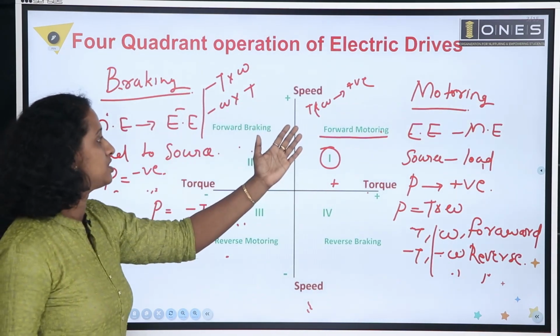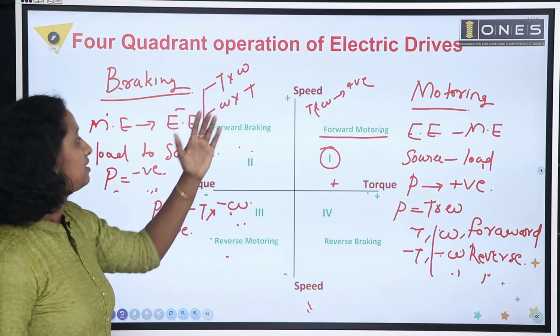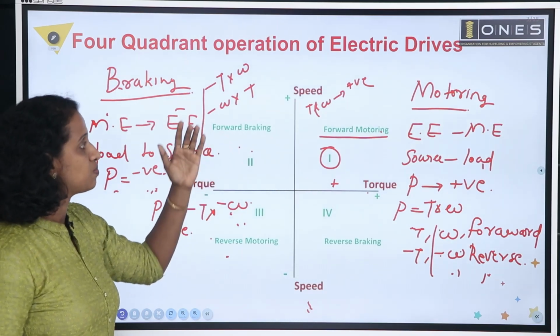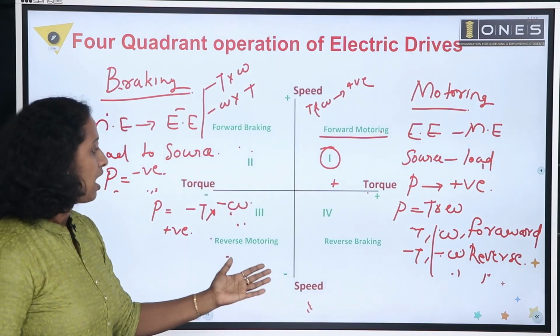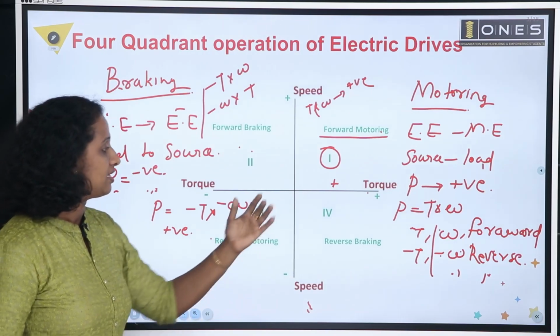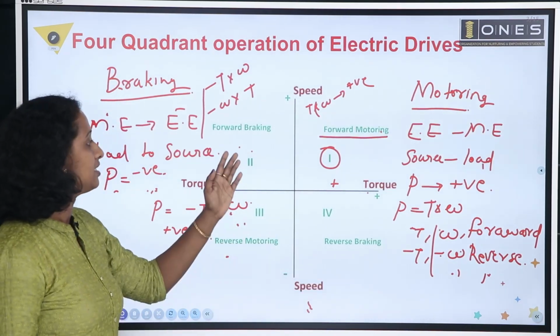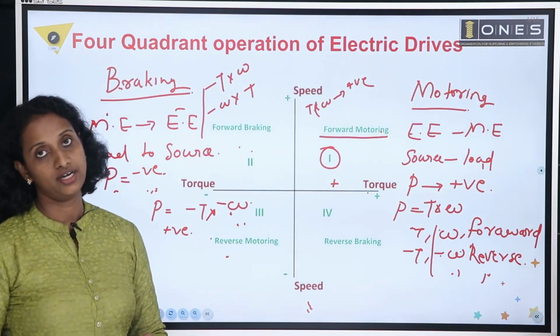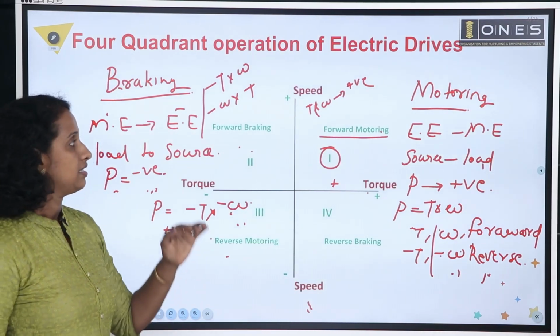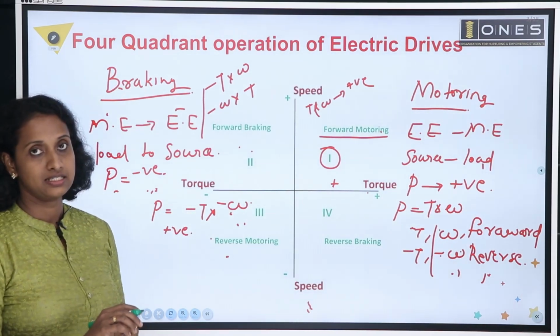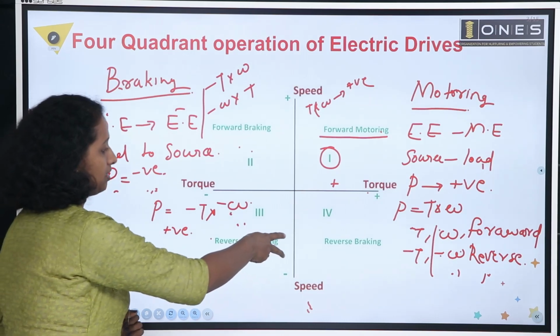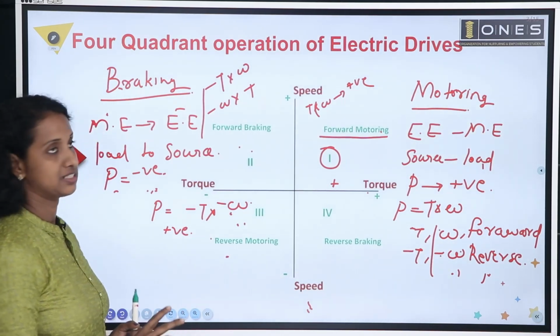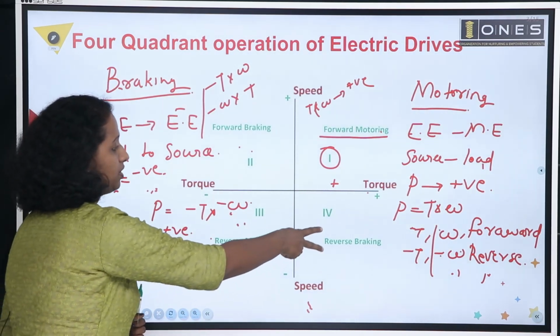If speed is positive and power is negative, then it is forward braking. If speed is negative and power is negative, then it is reverse braking. So you will get the second and fourth quadrant now. In order to understand more the 4 quadrant operation of electric drive, we will see an example.